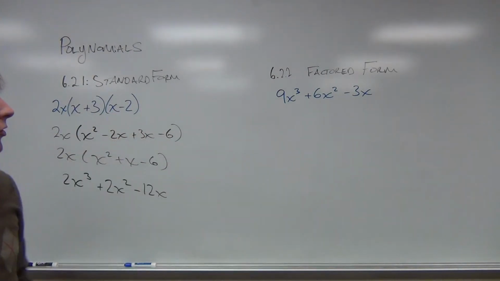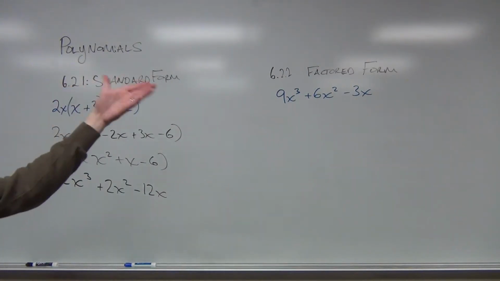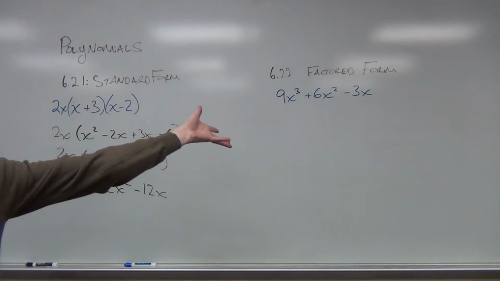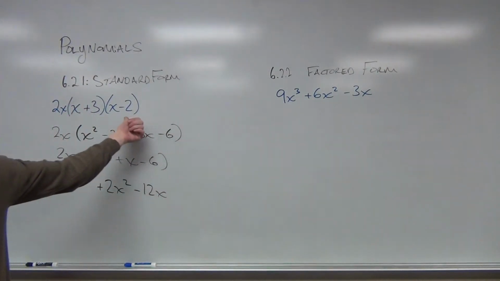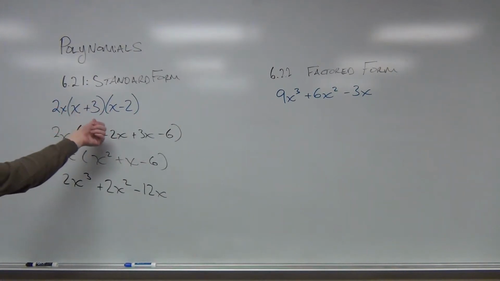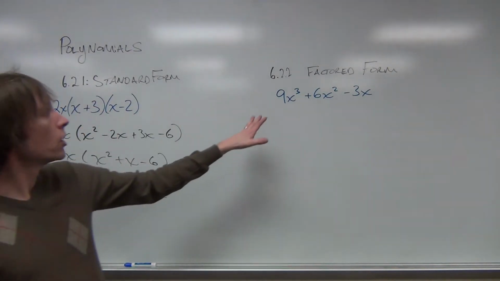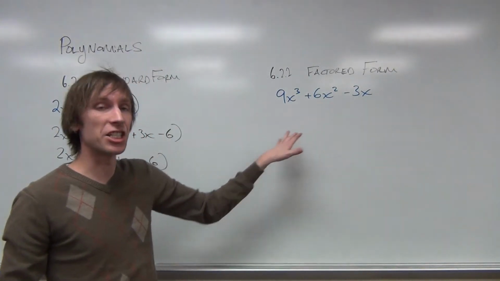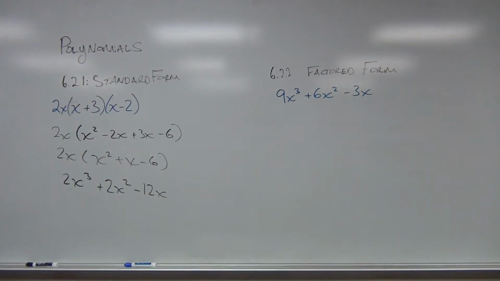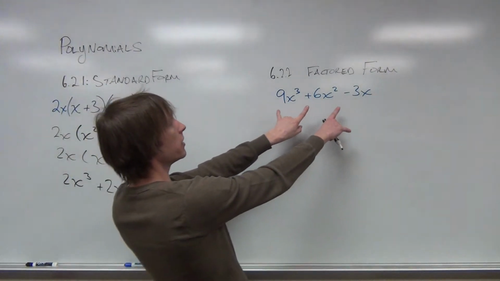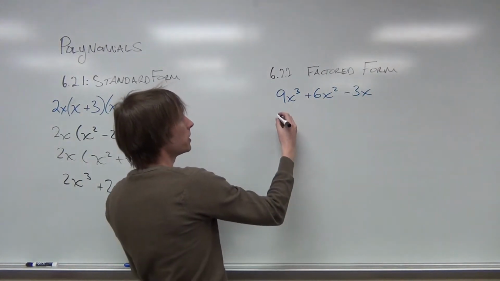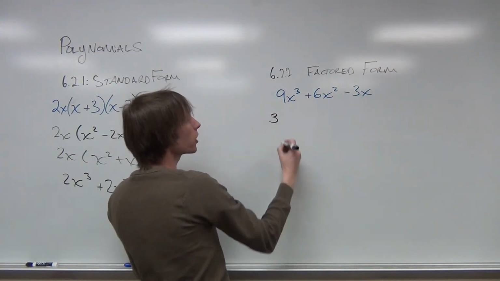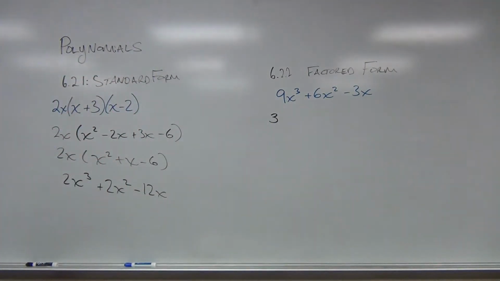On this other example, 6.2.2, what we want to do is take our polynomial written in standard form, and find a way to rewrite it in a completely factored form that's going to resemble this form right here. So our first step is to find the GCF. So let's go ahead and do that. The greatest common factor of the coefficients 9, 6, and negative 3 is going to be 3. So we know that we're going to want to factor out a 3.